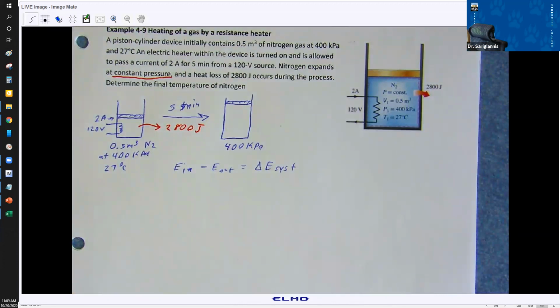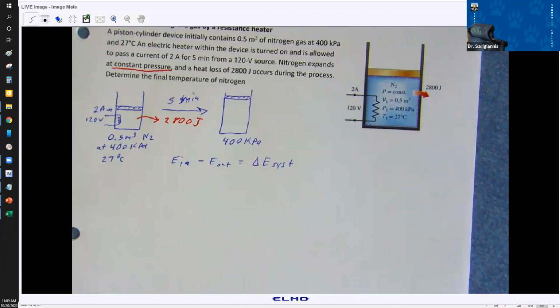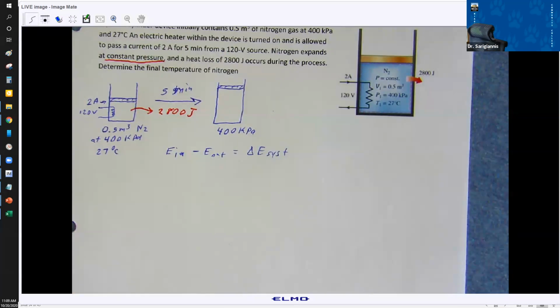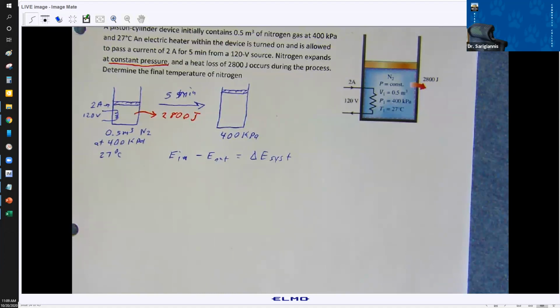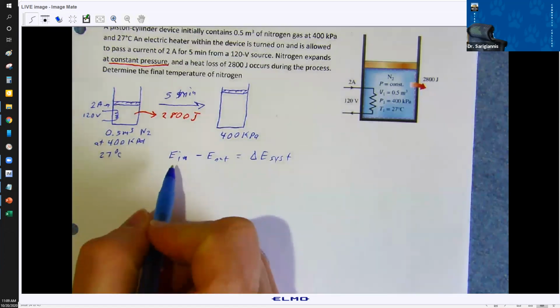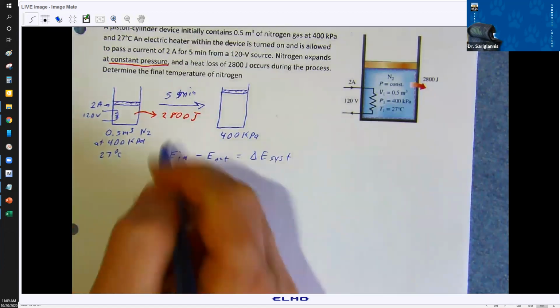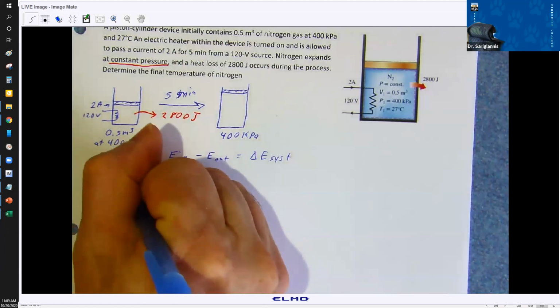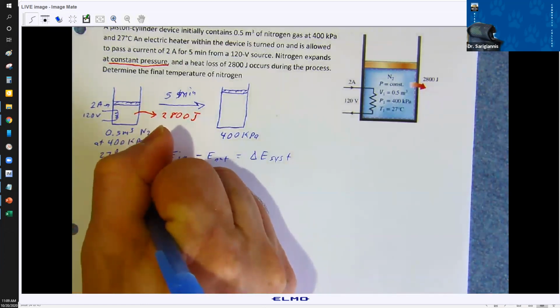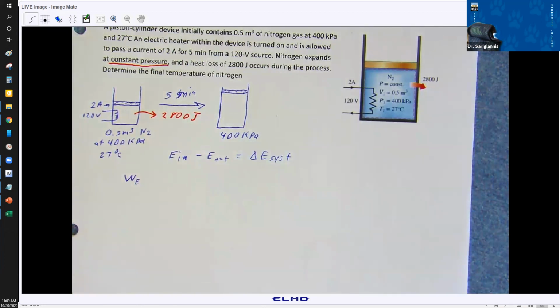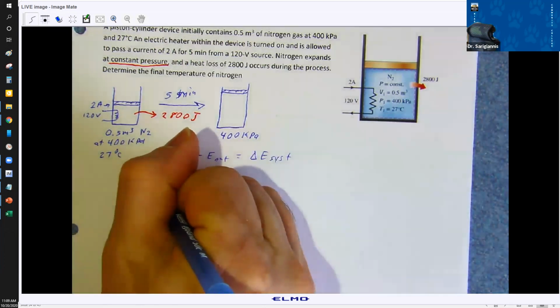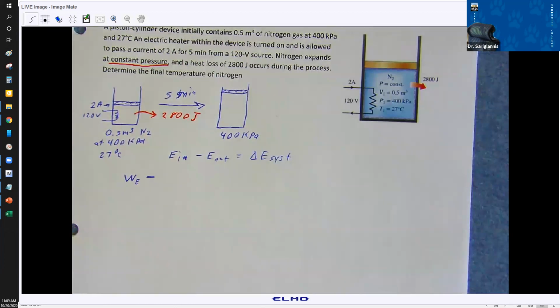So what kind of energy do we have? Well, we have energy coming in the form of work, and we have energy leaving in the form of heat and work. So what's happening here? Coming in, we've got the electrical work. So I'm going to say work, and I'll use an E for electrical. So that's into the system. Remember, work in, heat, or sorry, heat in, work out.